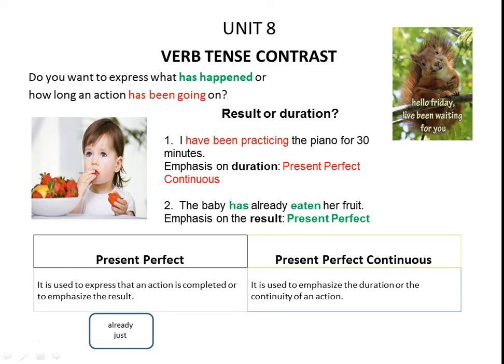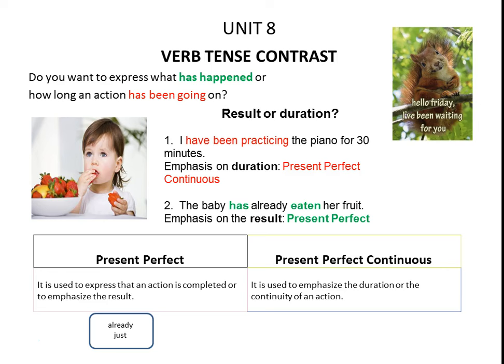Here we have two sentences. I have been practicing the piano for 30 minutes. The time is emphasized here, so the emphasis is on duration. That is what the present perfect continuous is used for, to emphasize the length or the time the action has been taking place.